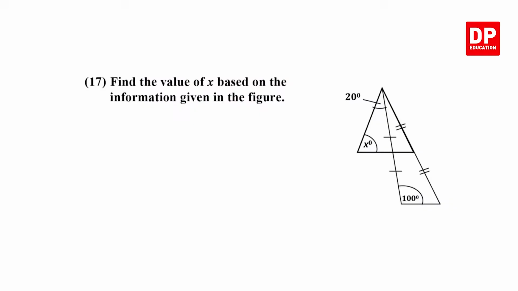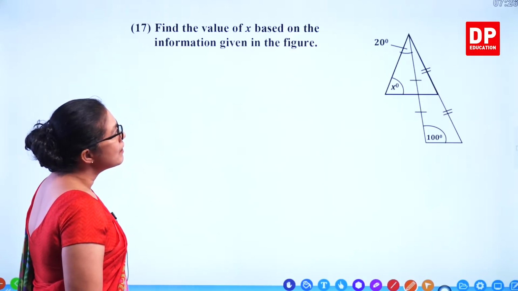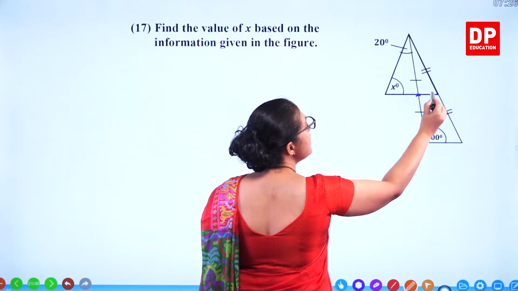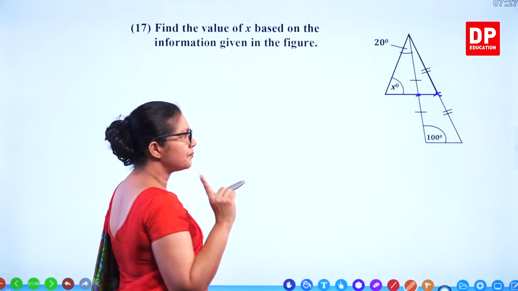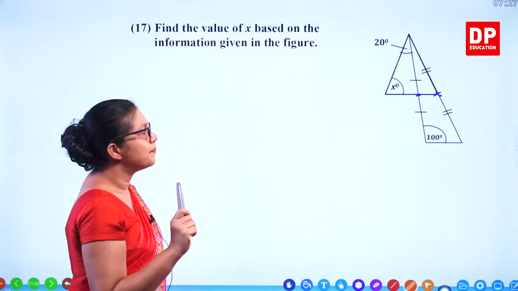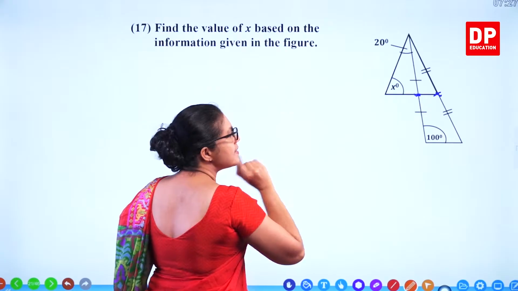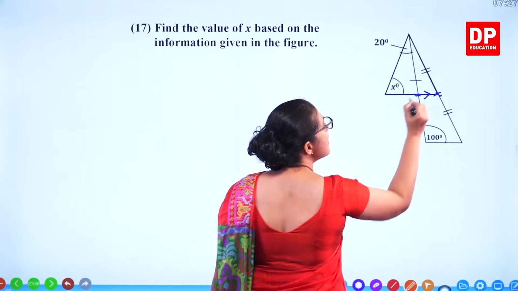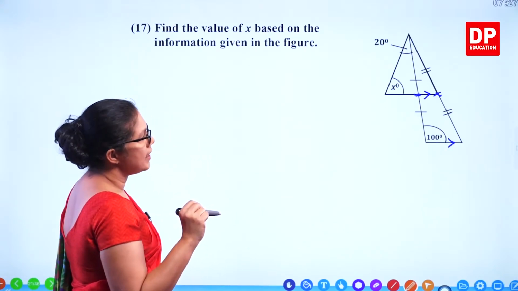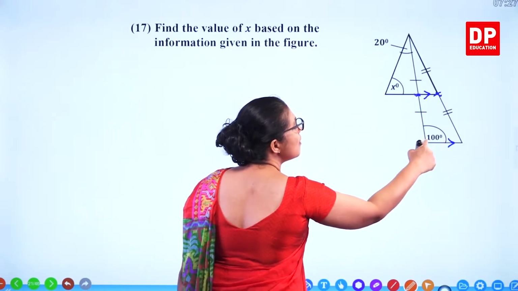Question number 17. Find the value of x based on the information given in the figure. Look carefully. When you take this triangle, this is the midpoint and this is also a midpoint. What can you say about this? According to the midpoint theorem, connecting midpoints means this length is parallel to this one. So according to the midpoint theorem.